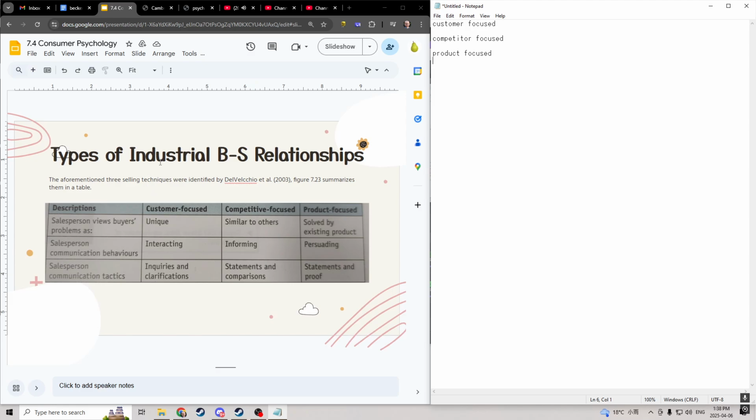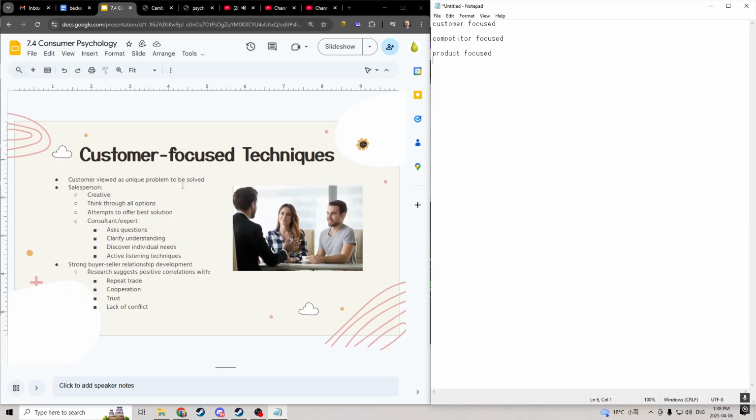Then we look to types of industrial. Actually, you know, let's do this now. Okay, so customer focused. The idea behind customer focused is that the customer is a problem to be solved through questioning, discussing, and, I'm not even looking at this right now, by the way. It's all off the top of my head. And listening.